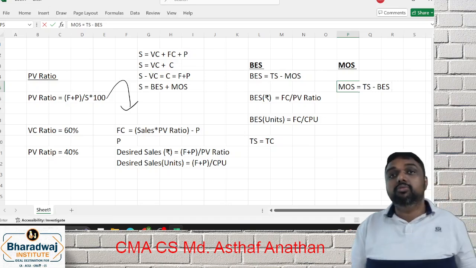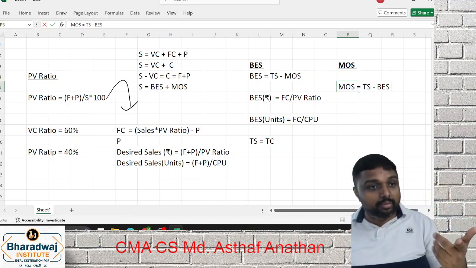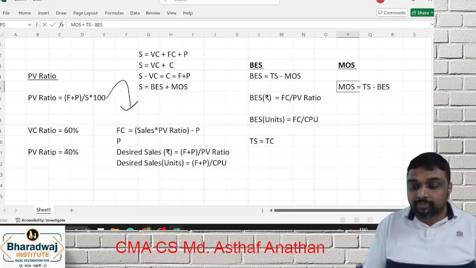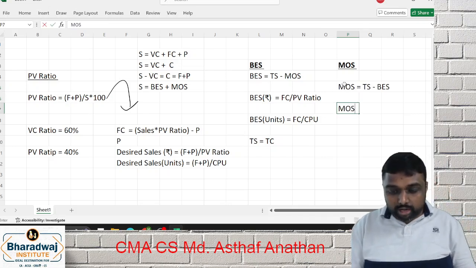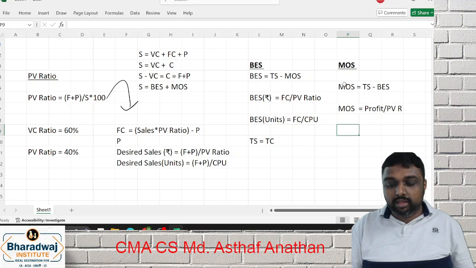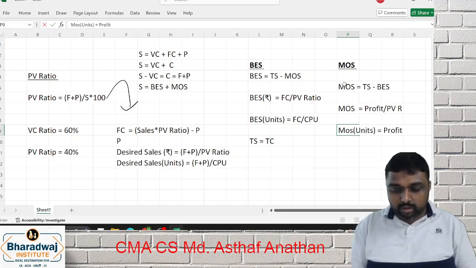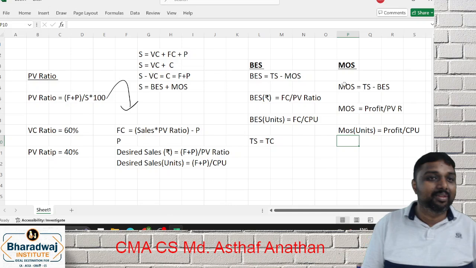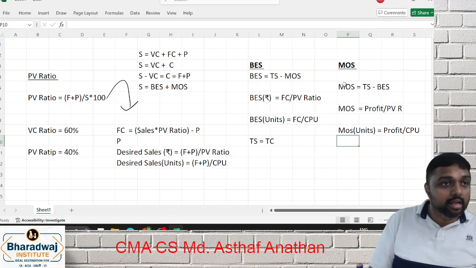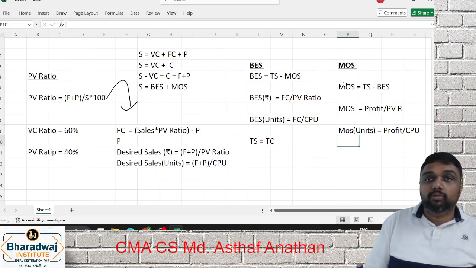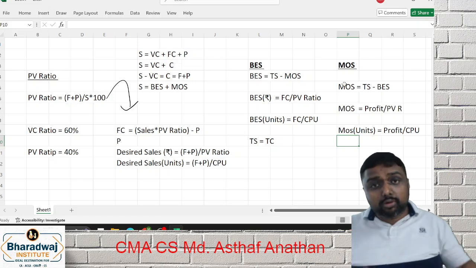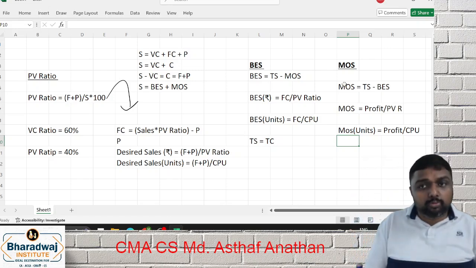As I discussed, margin of safety indicates the profitability. So how can you find the margin of safety? Same point: profit by PV ratio, or if you want in units, profit by contribution. Are you clear? So this is one of the different ways you can find out the margin of safety. This is all you learned in your intermediate group 1 itself.